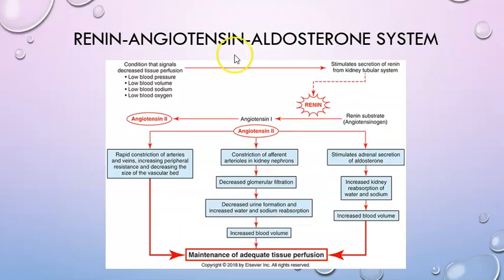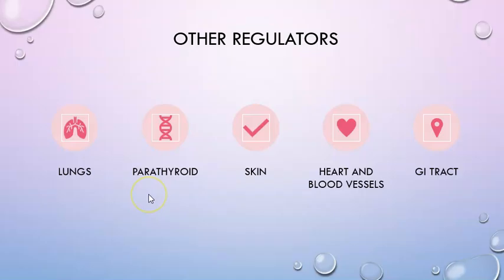So a lot of things happening here. Make sure that you look over that. There are some drugs that actually disrupt this RAAS. One of those is ACE inhibitors and ARBs. Both of those disrupt this, which helps lower blood pressure. So some other regulators, you have lungs, your parathyroid, your skin, heart and blood vessels, as well as your GI tract. This is the end of the introduction.